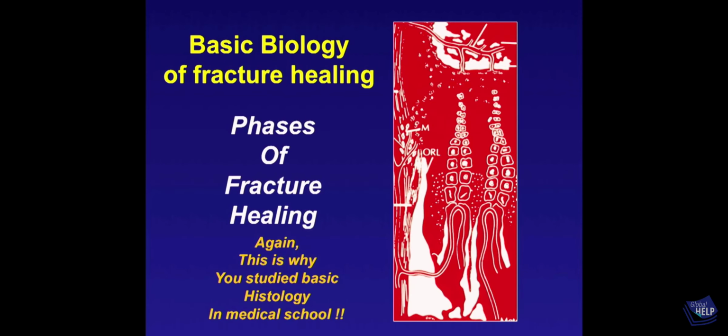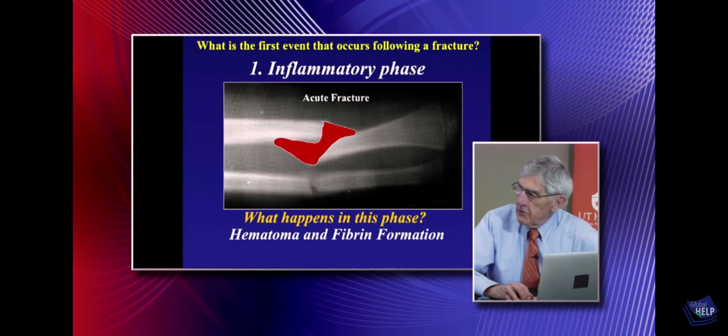So, here we have a fracture of both the radius and ulna. What's the first thing that occurs? It's right after the fracture. You bleed? That's right. So you get an inflammatory phase. And so with that, you get hematoma, and then the hematoma coagulates, and you get fibrin formation, which serves as kind of a lattice work for the production of new healing bone.